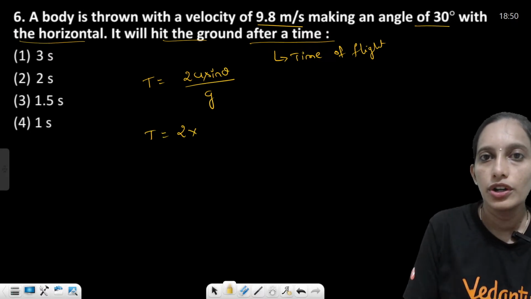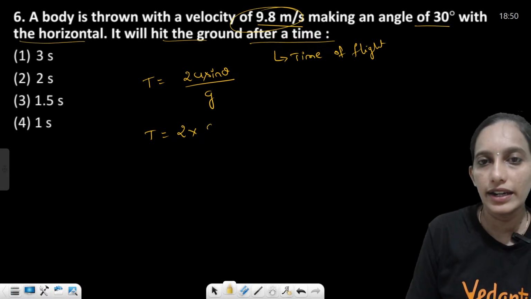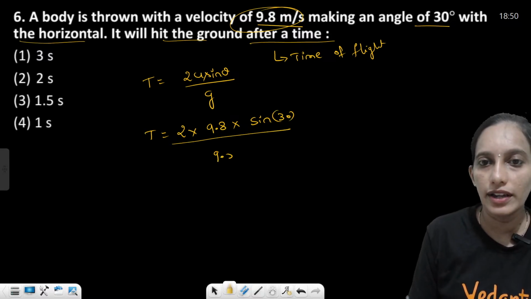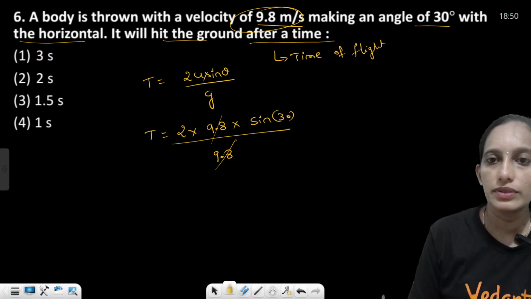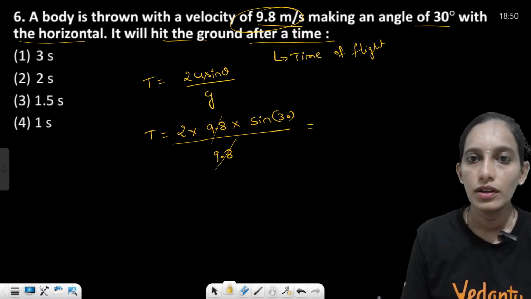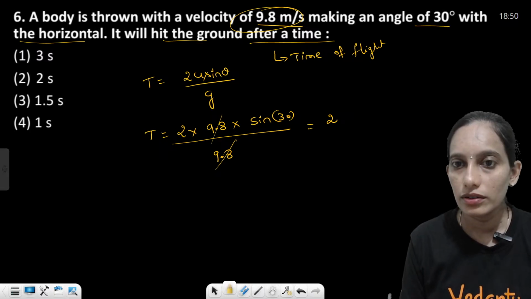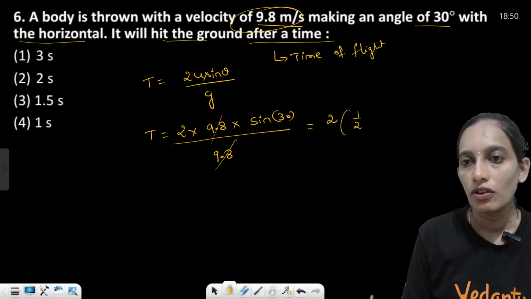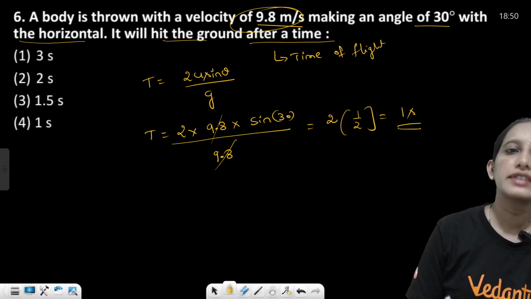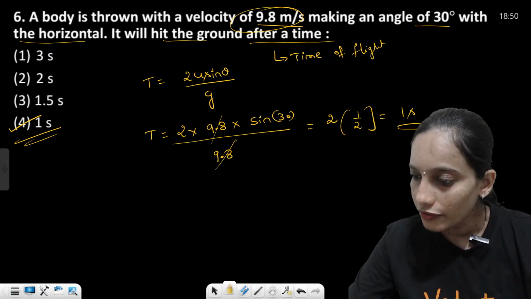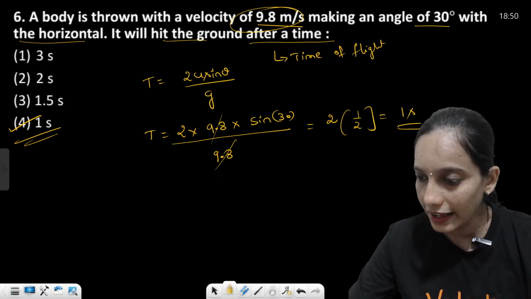2 into u, how much is it? 9.8 into sin 30 divided by g 9.8. So this and this will cancel out. 2 into sin 30 is half, which is simply going to give us 1 second as the answer. That is option 4 is the correct answer.